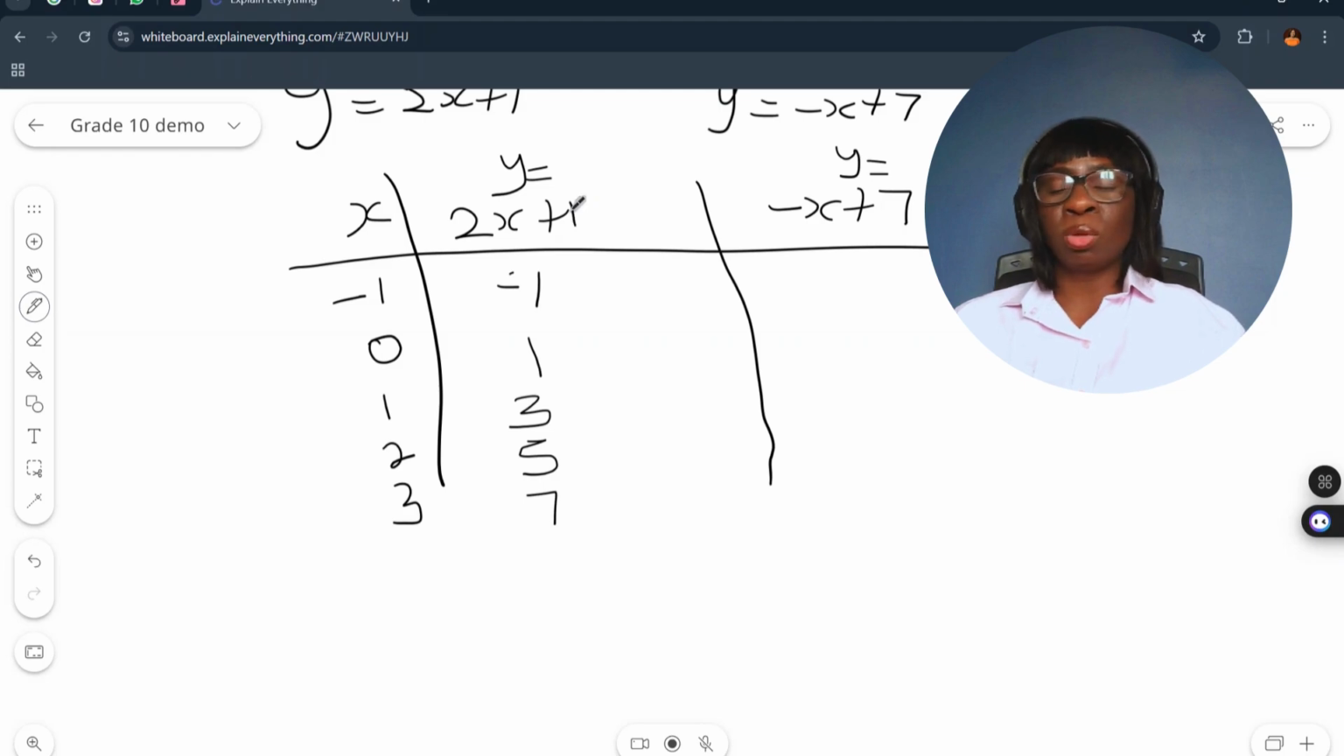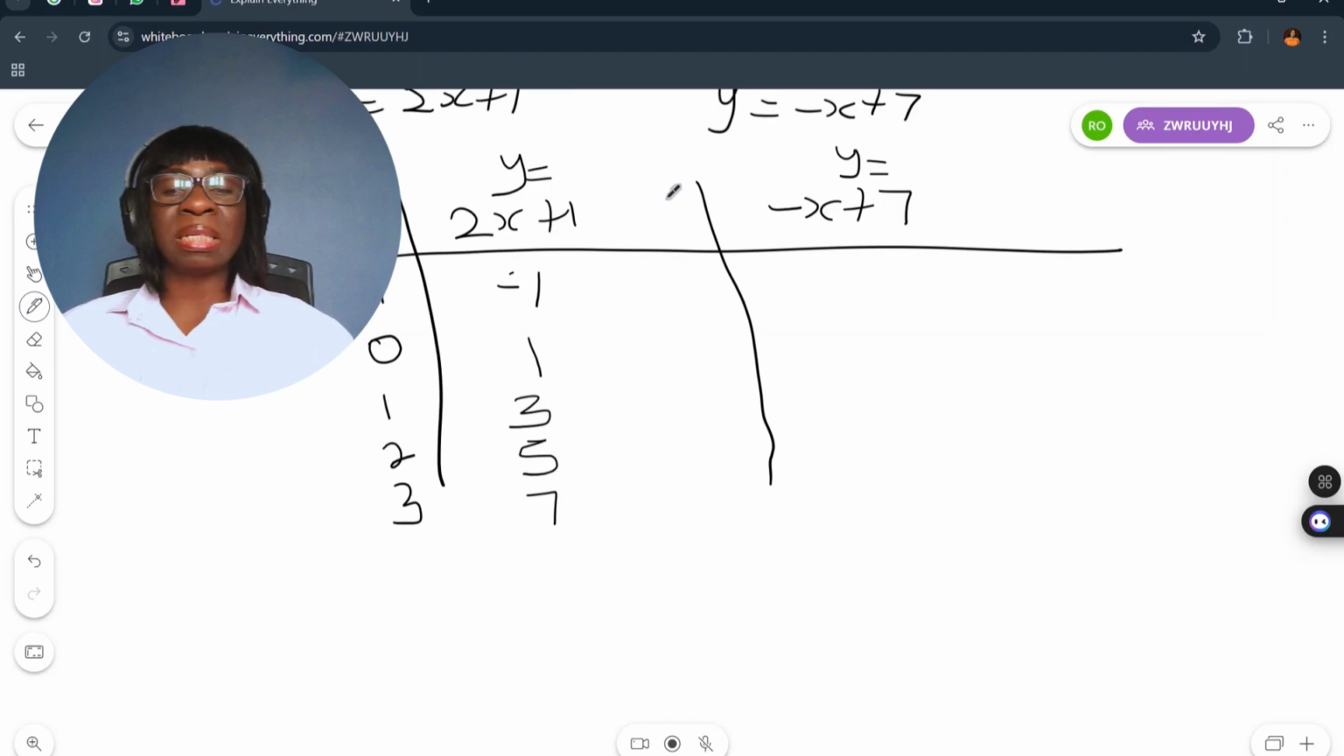Then for the second one, we have minus x plus 7. So when x is minus 1, minus times minus will be plus, so that will be 1 plus 7. 1 plus 7 will give 8. And then when x is 0, we will have 7. When x is 1, that will be minus 1 plus 7, that will be 6. When x is 2, that will be minus 2 plus 7, that will be 5. And when x is 3, that will be minus 3 plus 7, and that will be 4.